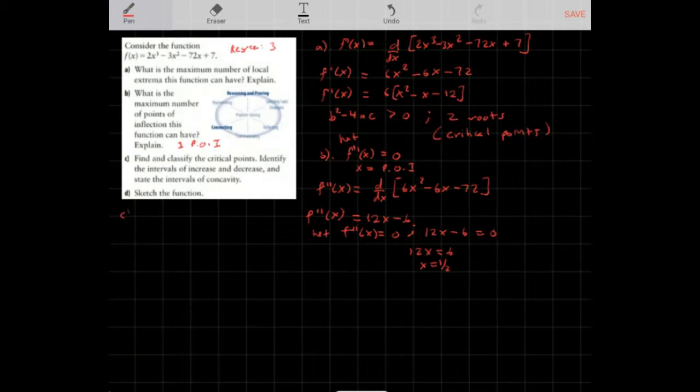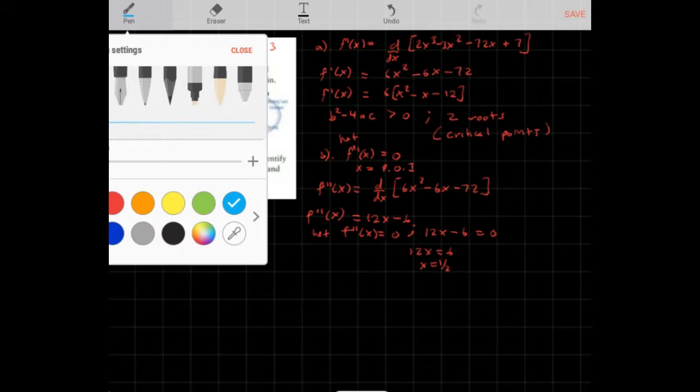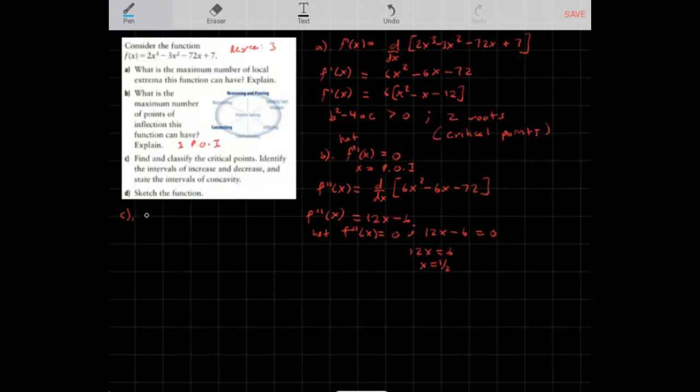Now let's look at part C. Find and classify the critical points, identify the intervals of increase and decrease, state the intervals of concavity. Okay, so I'm going to change colors for this. So let's start with our critical points. We stated that our first derivative here is 6x squared minus 6x minus 72, and I factored this out as 6 times x squared minus x minus 12. I'm going to simplify this a little bit more by factoring it.